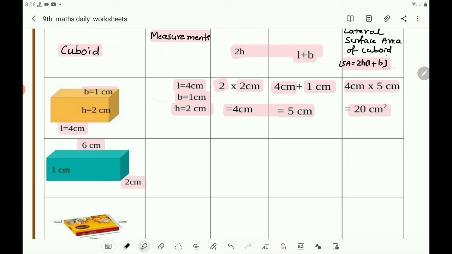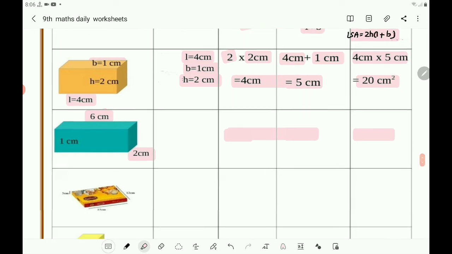For this cuboid, you take L equals 2 centimeter, H equals 1 centimeter and B equals 6 centimeter. Find 2H. Where is H? Here this is H. 2H means 2 into 1, and L plus B means 2 plus 6, you will get 8.